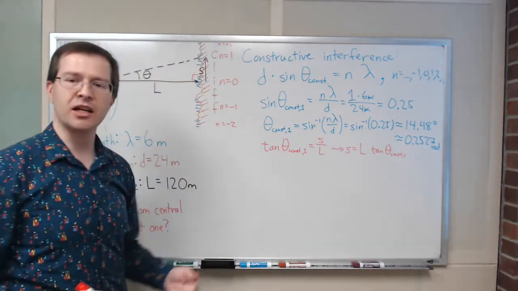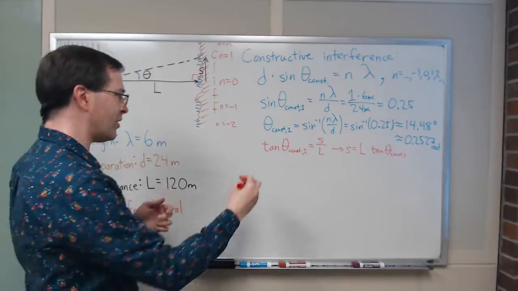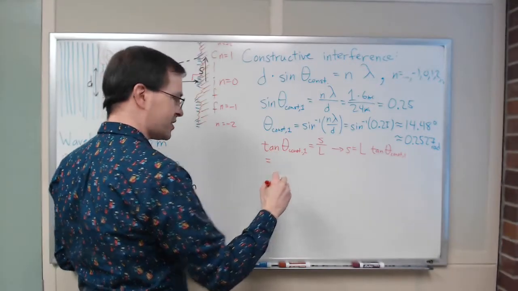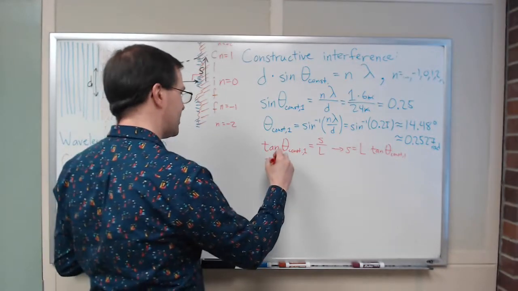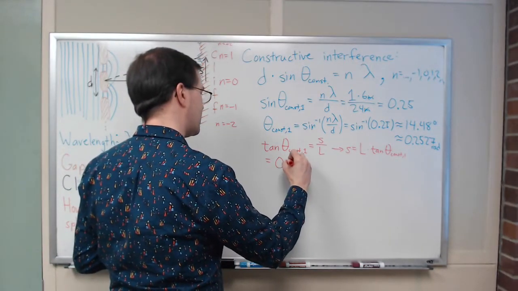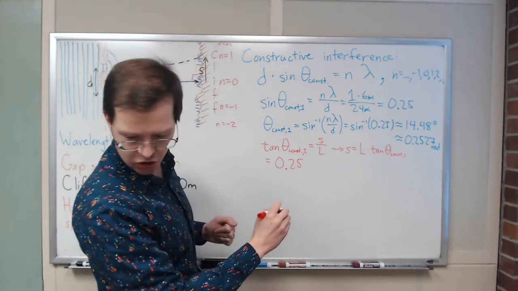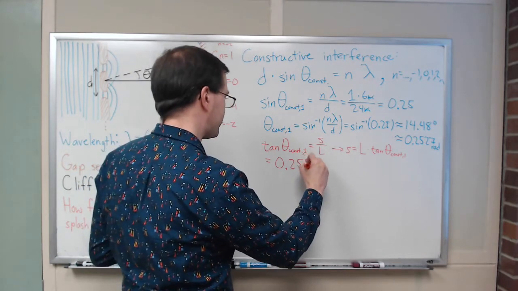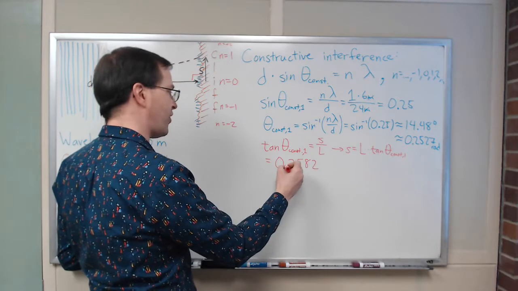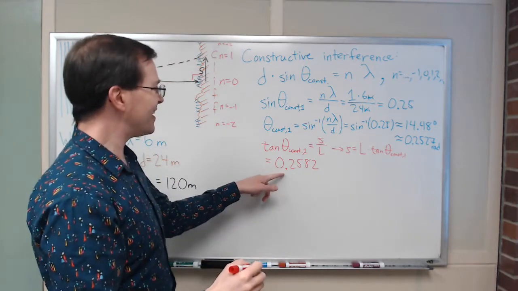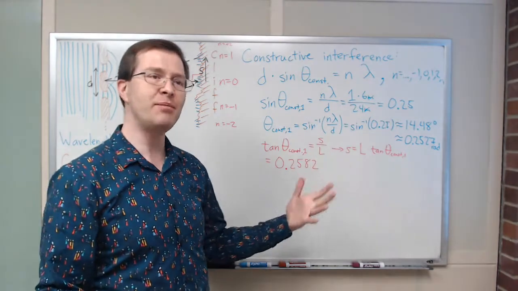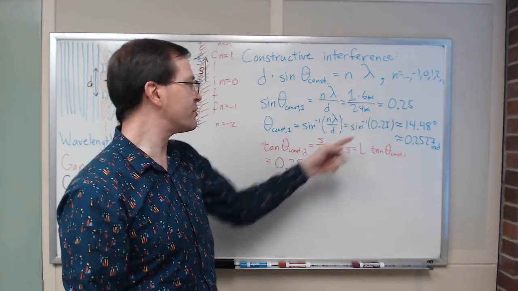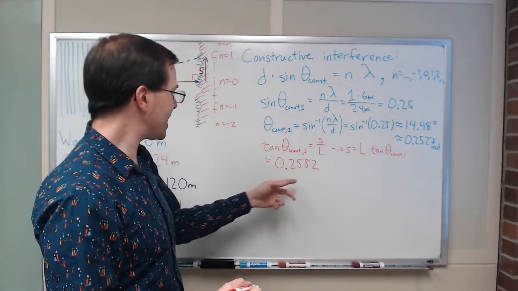I've got that. That's going to be true. What is tangent of theta? Well, if I plug that into my calculator, I find that my tangent of theta is 0.2582, I believe. 0.2582 is my tangent. Again, that's really close to the sine of theta. We'll talk about that in a bit. For small angles, those are always going to be similar numbers. So, okay, that's my tangent.